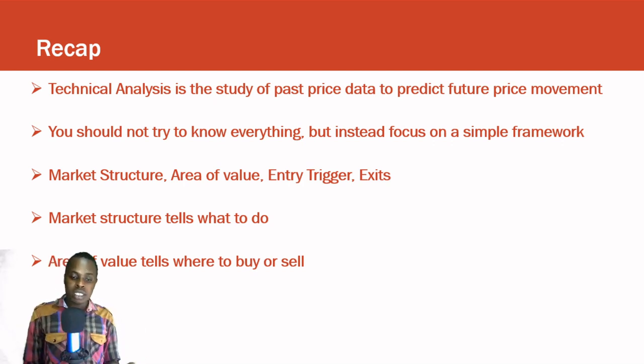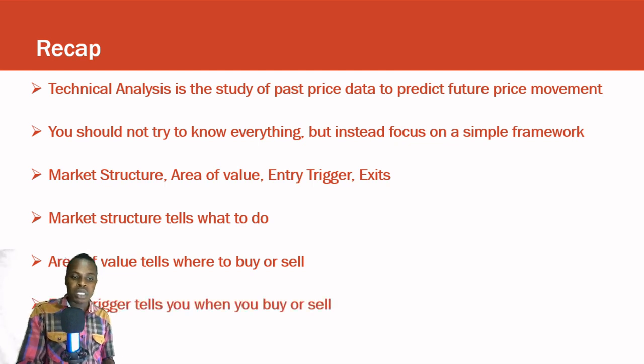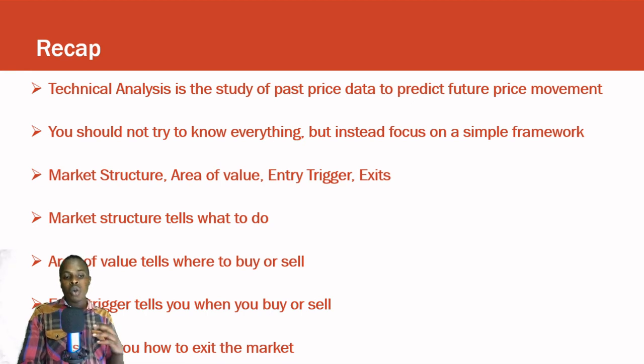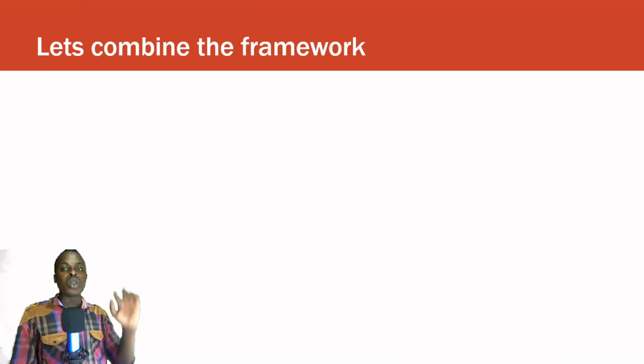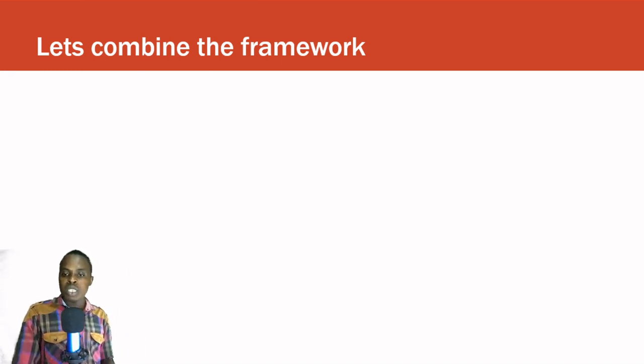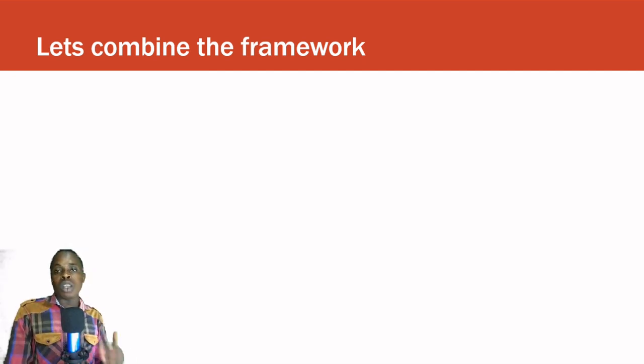So market structure tells you what to do. Area of value tells you where to buy or sell. Entry trigger tells you when to buy or sell. And then your exit tells you how to exit the market. So let's combine this framework, and let me show you some examples where you can put these things in play and make money trading with this simple framework.